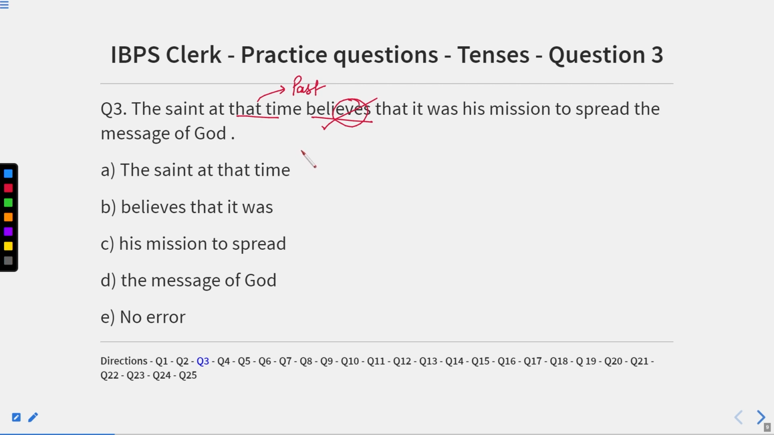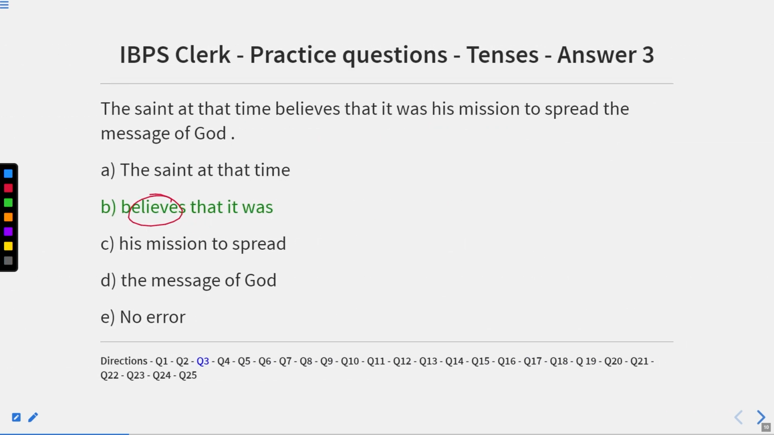It should be replaced with the word believed. Also, it means it should be written in the past tense. Also, the later part of the sentence, that is, it was his mission to spread the message of God, is also in past. Therefore, this word believes is incorrect. It should be replaced with believed. So, the answer is B, and the correct word is believed. So, the correct sentence will be: the saint at that time believed that it was his mission to spread the message of God. So this will be the correct sentence. Now let us move to the next one.